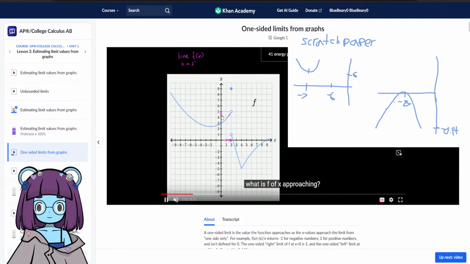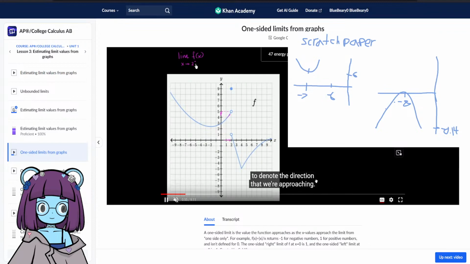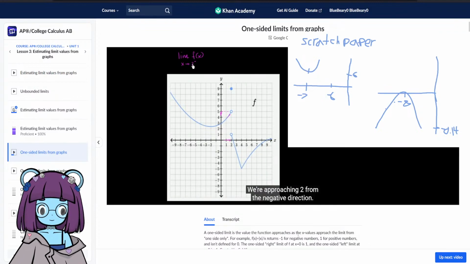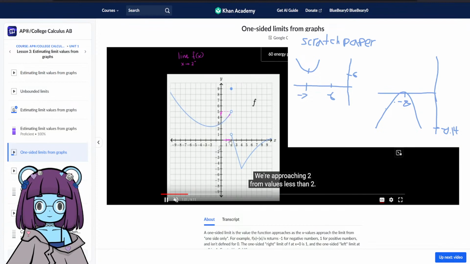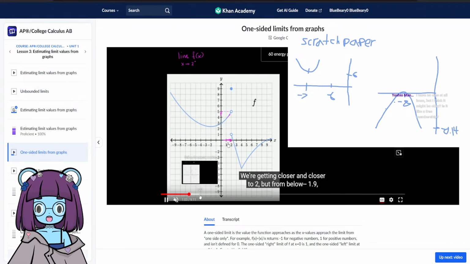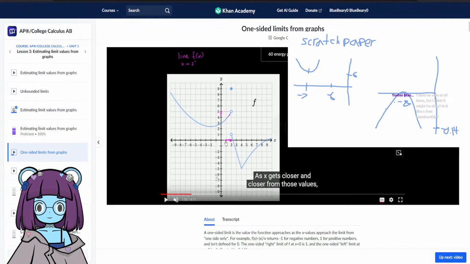Closer from the values. X or 2 subscript of negative. So they're approaching from the negative direction. Okay, so that is approaching from the left. I'm assuming the plus means that I'm approaching from the right. I have no clue at all, but I think it might be okay.